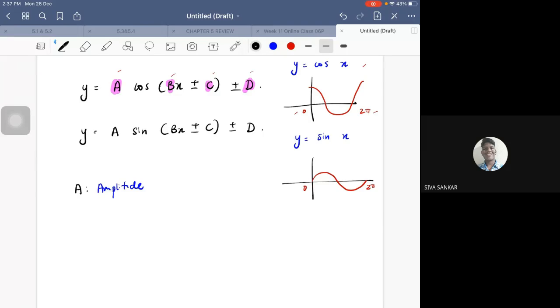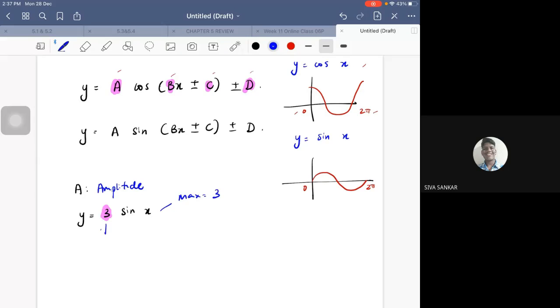For example, let's say we have the graph y equals 3 sine of x. In this case, the value of A is equal to 3. So when we draw this graph, let's start with the maximum value first. The maximum value is equal to 3.